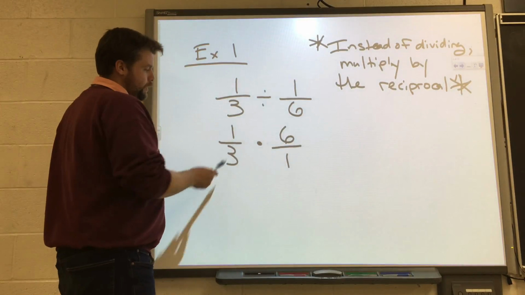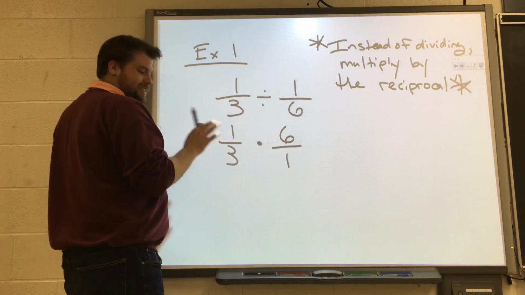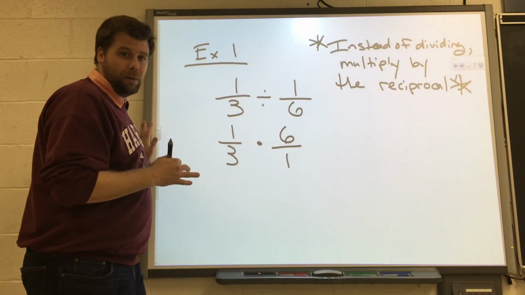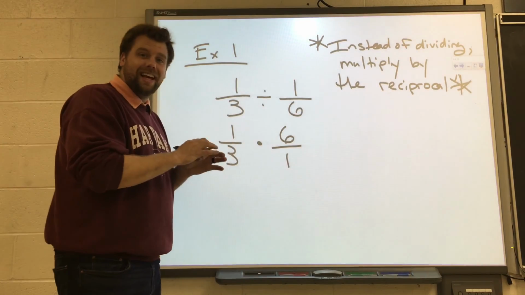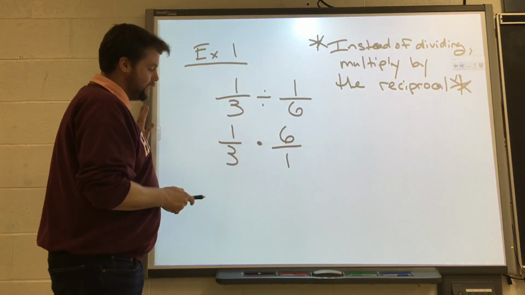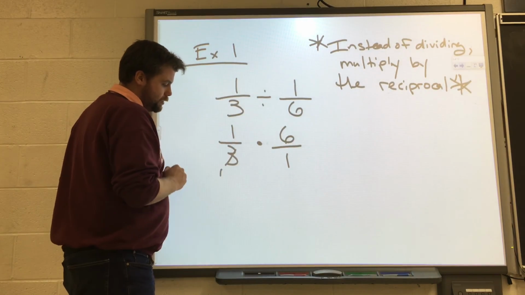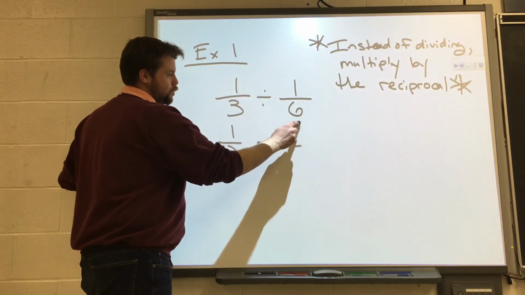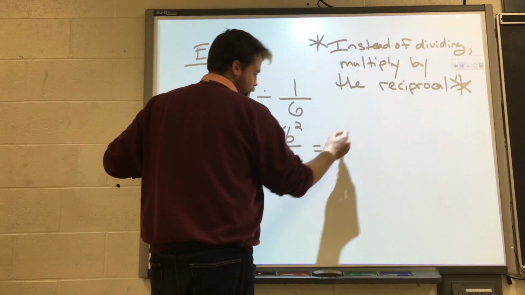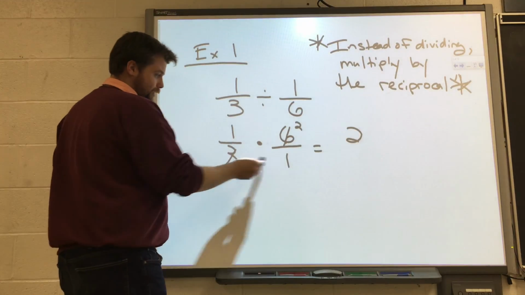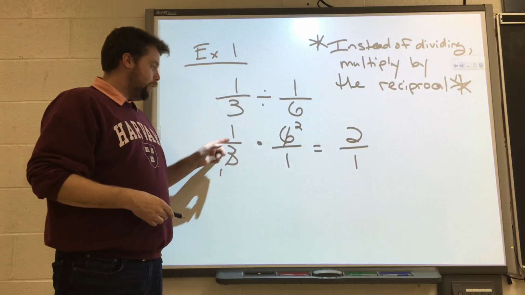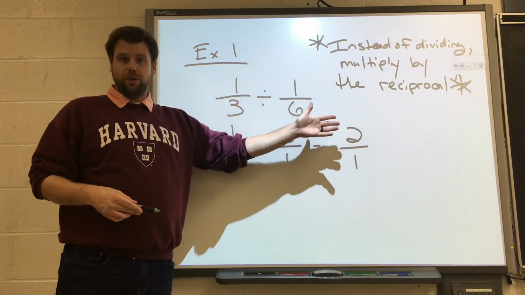For example, you look at 1 and 1, okay, that's as simplified as it gets. But 3 and 6 both have a 3 in common. So what I can do is take that 3 out now so I don't have to simplify it out later. 3 goes into 3 once, and 3 goes into 6 twice. So 1 times 2 is 2. 1 times 1 is 1. So 1/3 times 6/1 is 2/1.